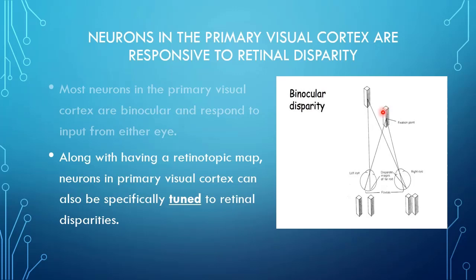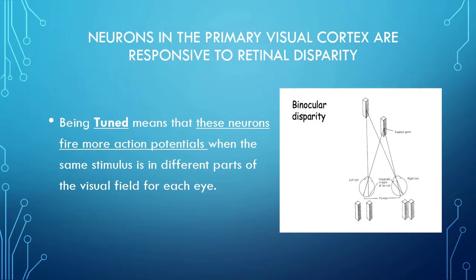However, there are other sets of neurons that will respond only when something is in the fovea of the left eye, but in the periphery of the right eye, for example. And so this is the idea of them being tuned to a retinal disparity. They respond most when the thing being perceived matches up in different parts of the eye. And this is part of the modules we use to detect where things are in space.